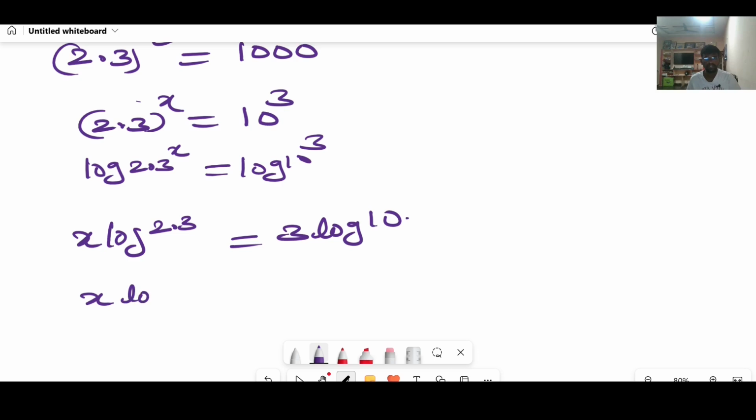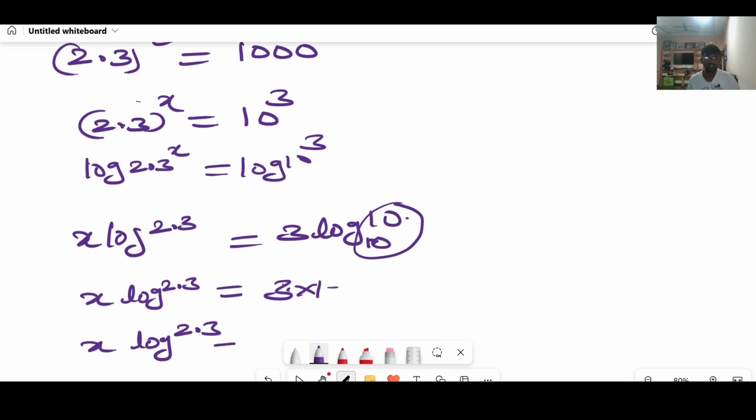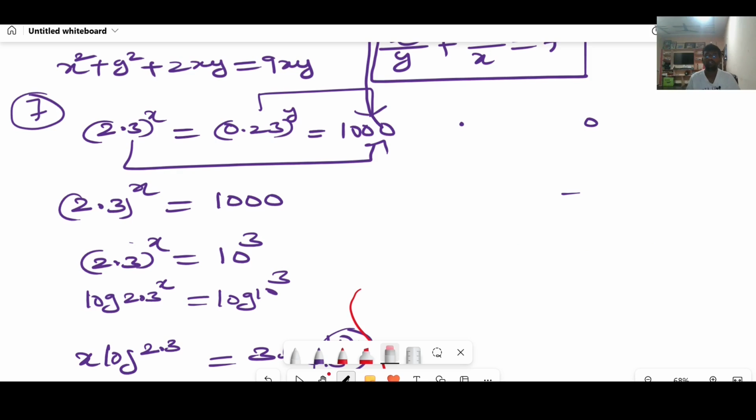equal to 3 log 10, right? x log 2.3 equal to 3 log 10, and if there is no base, we will treat it as base 10, right? Log 10 to the base 10 will be 1. 3 into 1. x log 2.3 equal to 3. Right. Now look into the second case. 0.23 whole power y equal to 10 cube. I will apply log on both sides.